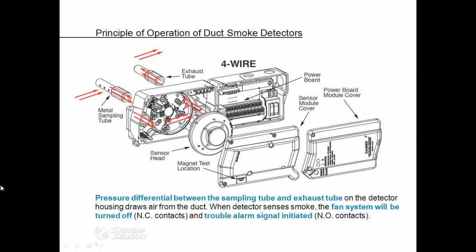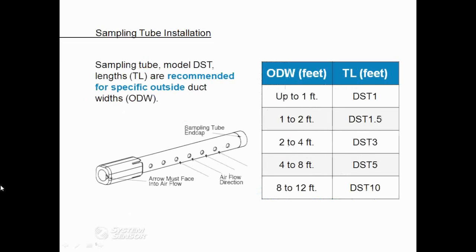This ensures that your duct smoke detector will function properly in the event that there is smoke present in the duct. When smoke is detected, the fan system will be turned off by the normally closed contact, and the trouble alarm signal will be initiated via the normally open contacts.